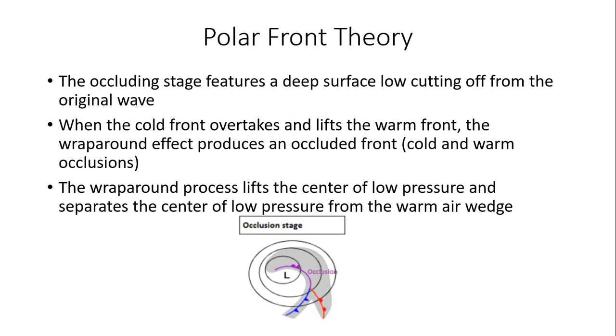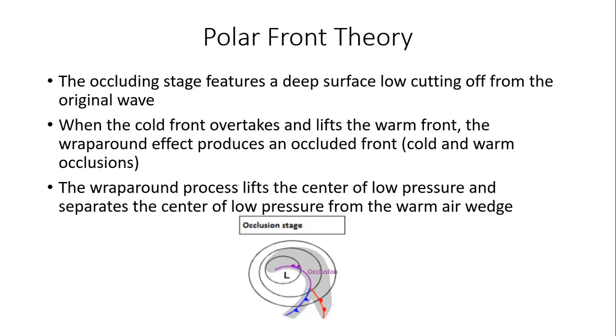All right, so the occluding stage features a deep surface low cutting off from the original wave. And when the cold front overtakes that and lifts that warm front aloft, the wraparound effect produces an occluded front. Cold and warm occlusions are the two types of occlusions that exist. The wraparound process will then lift the center of low pressure and separate it from the warm air wedge. So what's going on with an occlusion?